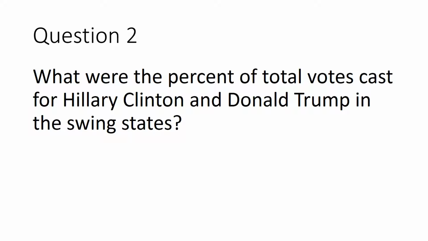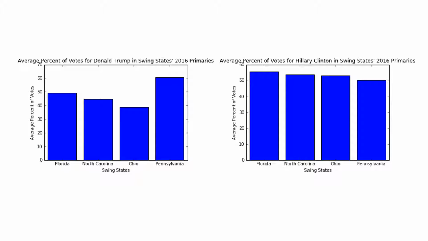In this case, this is preliminary primary data, when the nominees are chosen, not the actual election. However, it is still interesting to see how the swing states vote in the primaries compared to the actual election. To answer this question, I made 2 bar charts showing the average percent of votes for Trump and Clinton in swing states. In the final election, the electoral votes of all 4 states listed went to Trump.